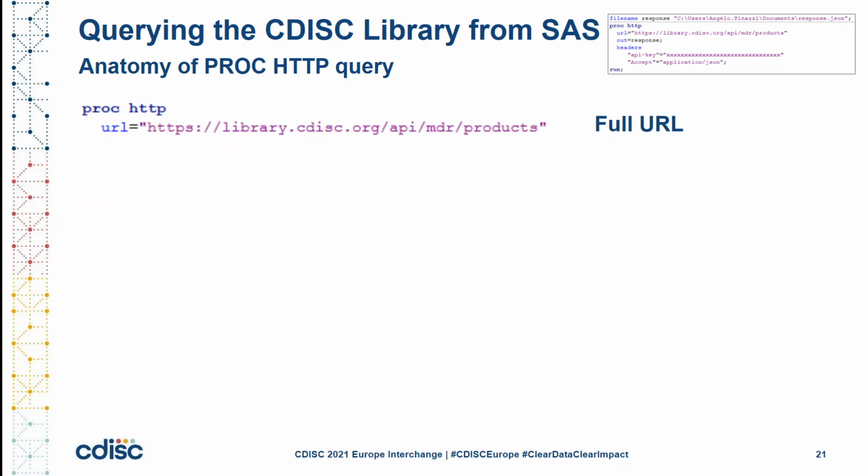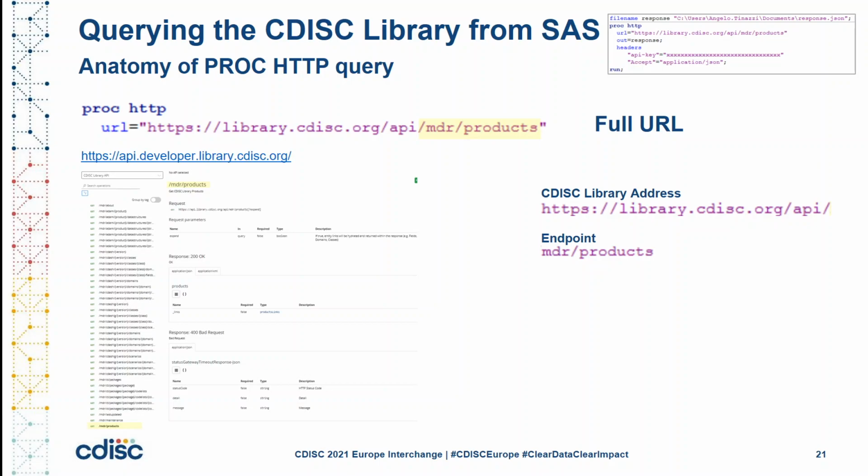Let us decompose now the PROC HTTP syntax. This part maybe will be more interesting for SAS programmers. The main part is the full address of the resource we need to access. That is made of the CDISC library URL, followed by the endpoint, so the exact resource we need to get. The full set of endpoints, so the requests we can make to the CDISC library API, is available at the following address, or it can be obtained with the MDR product endpoint we also saw in the earlier example.